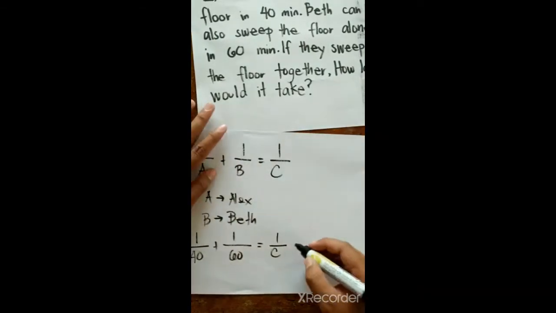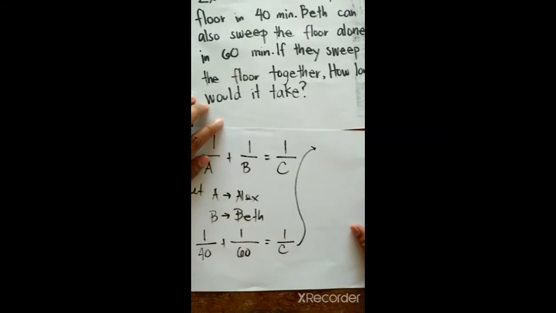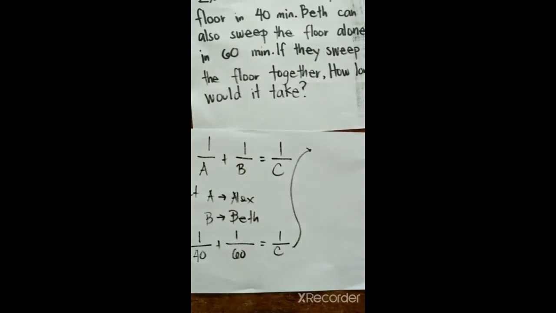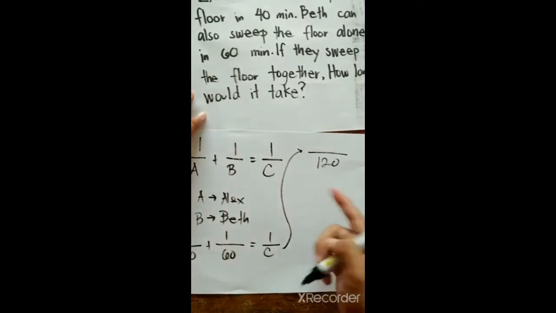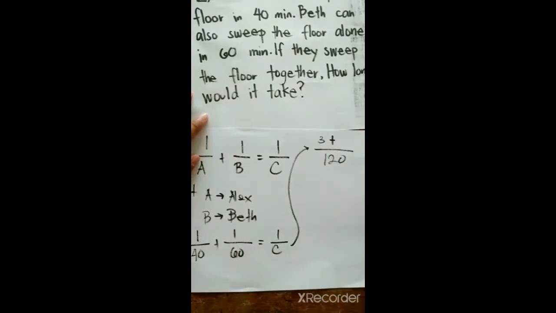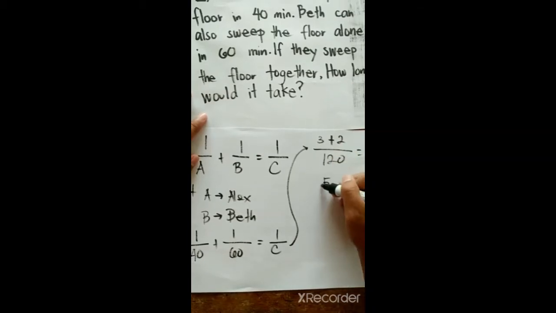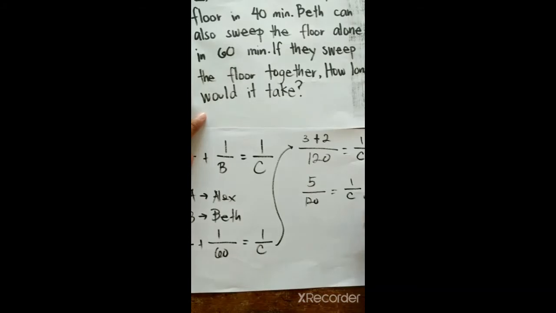Let's move here a bit. So 40 and 60. The LCD for 40 and 60 is 120. 120 divided by 40 will give us 3, plus 120 divided by 60 is 2, right? Equals 1 over c. Alright, so we have 5 over 120 equals 1 over c.